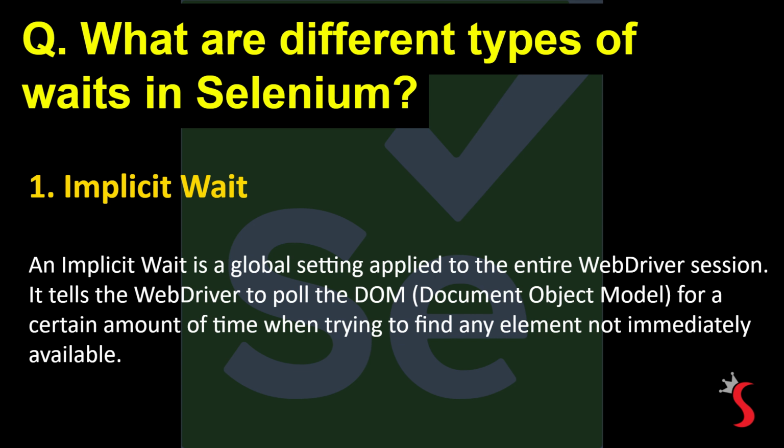An implicit wait is a global setting applied to the entire WebDriver session. It tells the WebDriver to poll the DOM, document object model, for a certain amount of time when trying to find any element not immediately available.